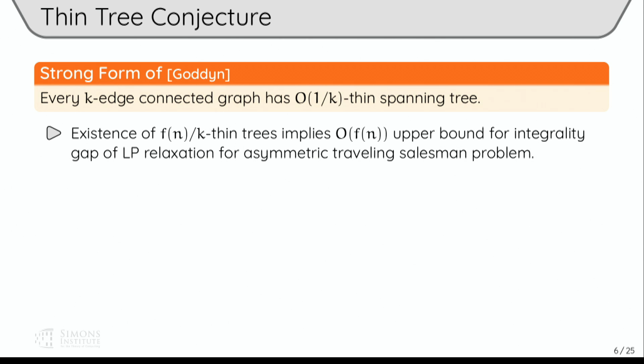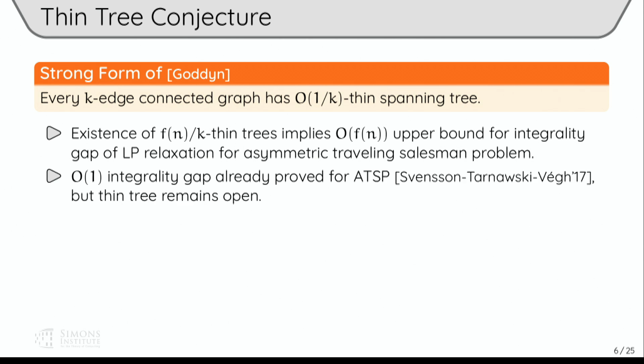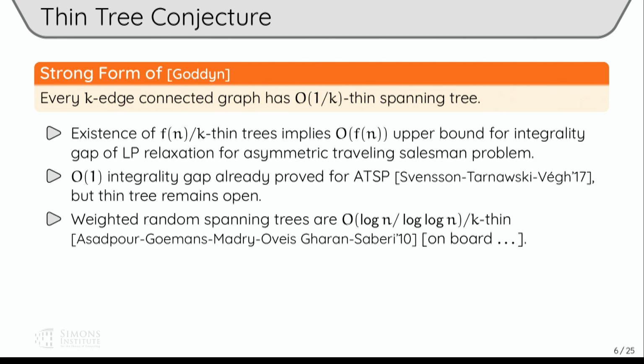Now this is not that relevant anymore because Svensson, Tarnawski, and Végh showed that, independent of thin trees, this linear programming relaxation is always tight up to a constant factor. But nevertheless, their method bypassed thin trees, so the conjecture is still open. The conjecture on the existence of thin trees is still open.